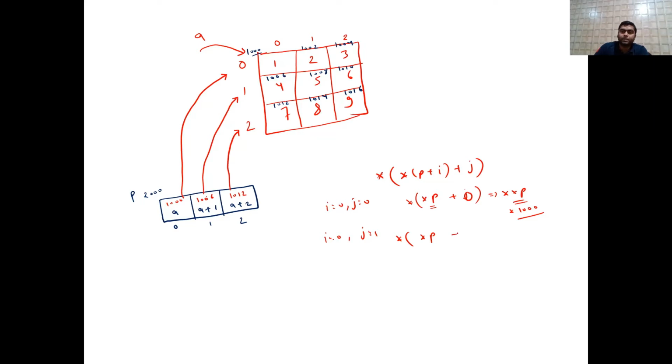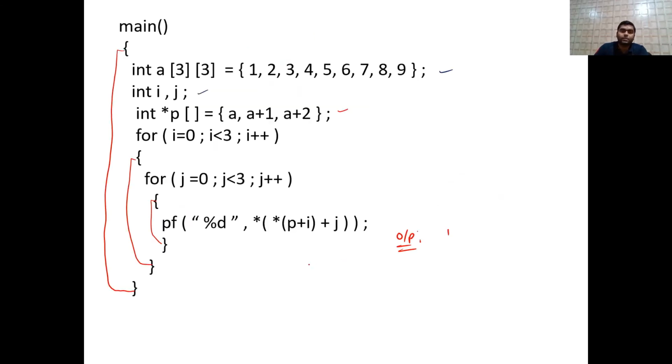So it is *(*(p) + 1). So *p means here 1000. Okay, so 1000 and it is plus 1. So 1000 plus 1 means what, this will give you *(1002). 1000, why? Because when you add 1, 2 will be added, because it is an integer array. So what is the value at 1002? The value at 1000 is 1, and at 1002 it is 2. So this will give you 2 as the output.